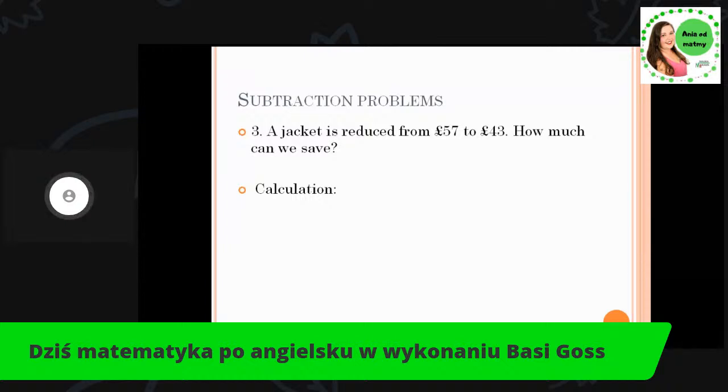So let's check what numbers we have. The numbers in the question are 57 and 43. And the words that are suggesting that we should use subtraction are reduced. And we can use another word when we have saving. Save. So reduced. Reduced means something is going to get smaller. If it's reduced about the price, that means the price is going to be lower.